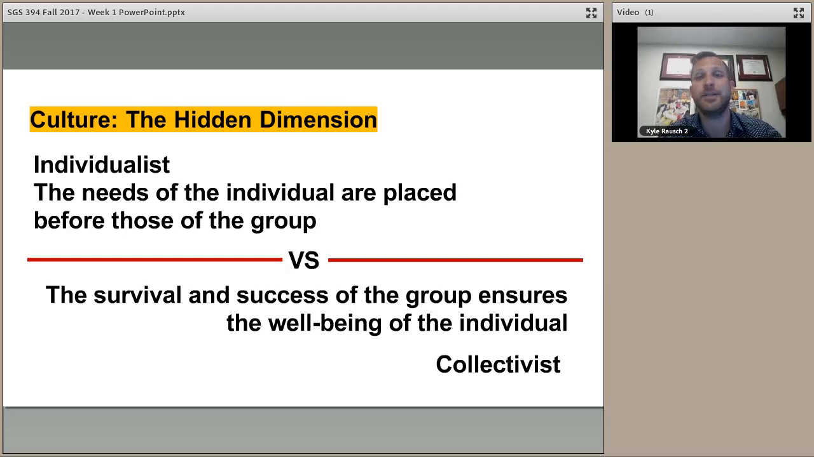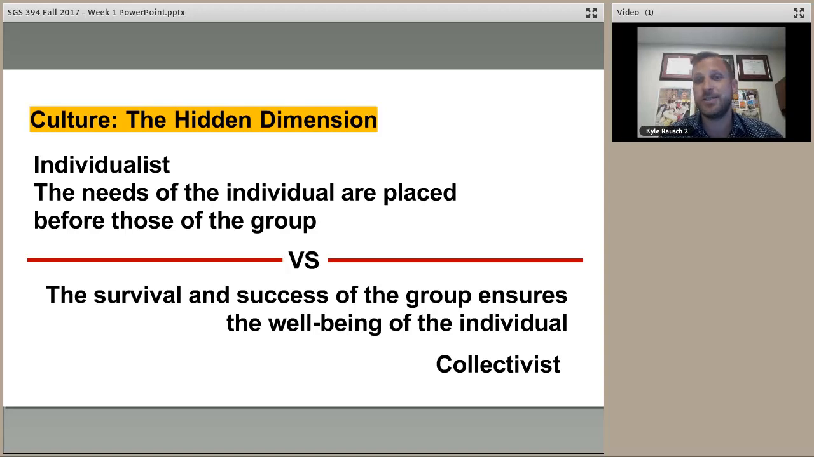The converse then are collectivist cultures. In a collectivist culture, the survival and success of a group ensures the well-being of the individual. Collectivist societies place a greater emphasis on the overall well-being of the entire society. Gains at the individual level, especially if they might cause harm to the greater society, are not valued as much as policies and practices that would provide greater well-being for the entire society.